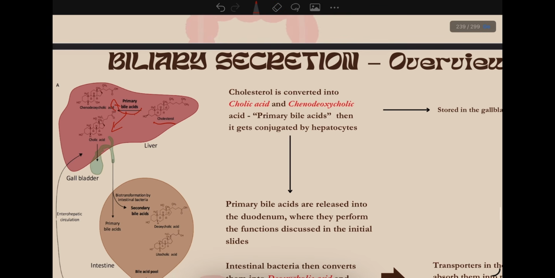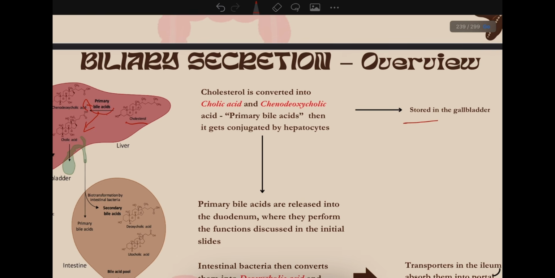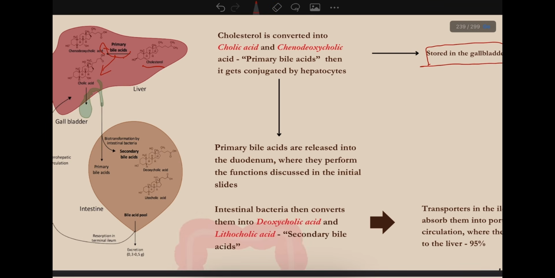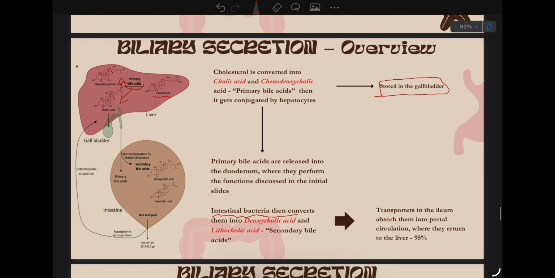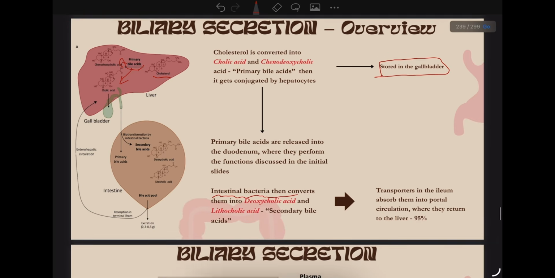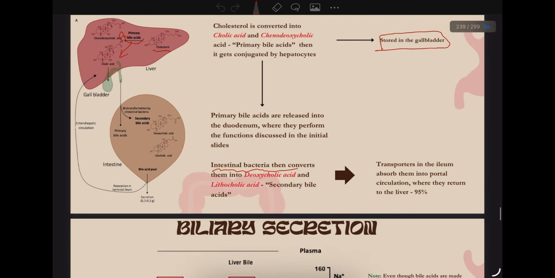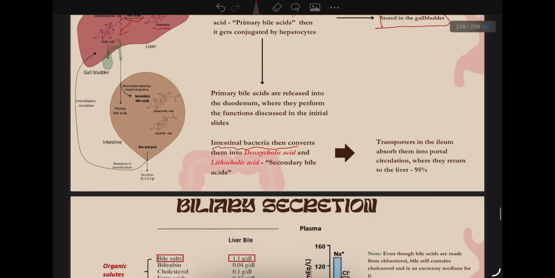Now, after it gets conjugated and becomes more water soluble, it can go and be stored in the gallbladder and then be released into the duodenum, or it can be released into the duodenum right away. After it's in the duodenum, you know what it does, its job, and at the end of the day, some of this bile will be deconjugated again. We will be talking about that, and then 95% of the bile, whether it was deconjugated or not, will be reabsorbed into the hepatic circulation. This was just an overview. I don't expect you to understand everything here for now.